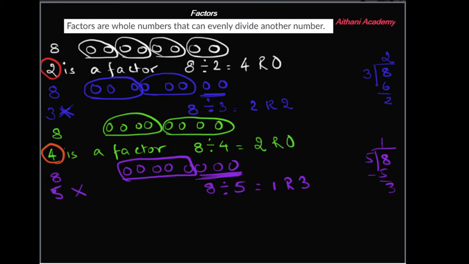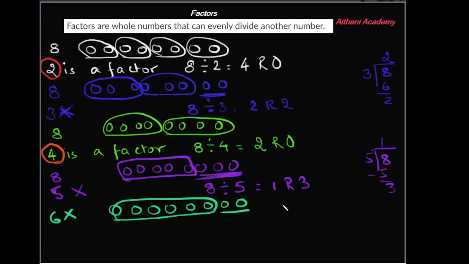How about 6? Let's take the number 6. Okay. So let's again represent 8. Can I divide into 6 each? No, I cannot. So 6 is not a factor. 8 divided by 6 is how much? Let's do it here. 8 divided by 6 is 1, remainder 2, 2 leftovers. 6 is definitely not a factor.